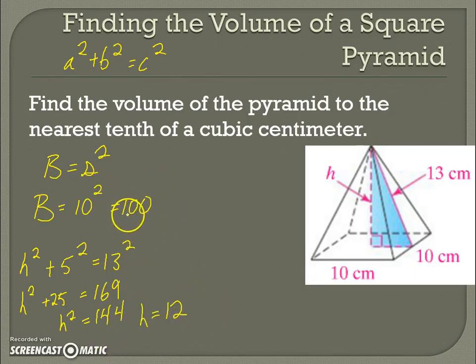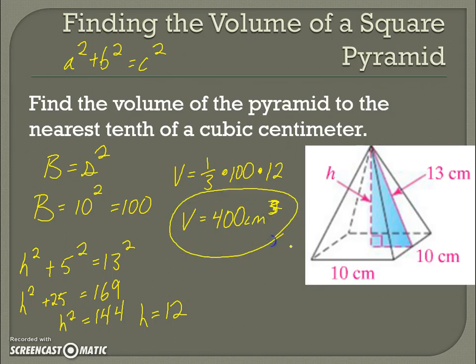Here is my base. So I just substitute into the formula. The volume is going to equal 1/3 times the area of the base times the height. I just multiply these values through and I get that the volume is equal to 400 centimeters cubed, not squared, cubed. All right, so you've got to be careful.